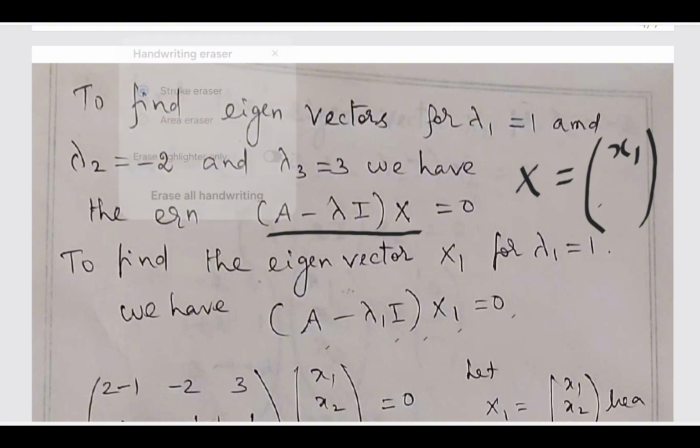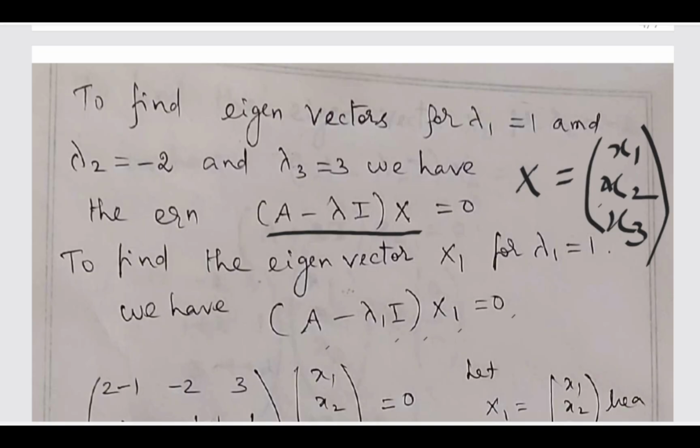So the elements of the eigenvector are x1, x2 and x3. So this is the eigenvector. Normally we always consider the eigenvector as a column vector. It can never be a row vector. It is always a column vector.